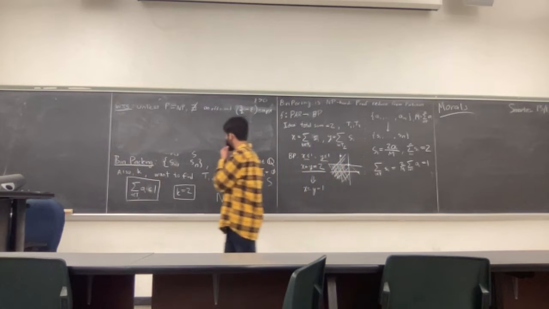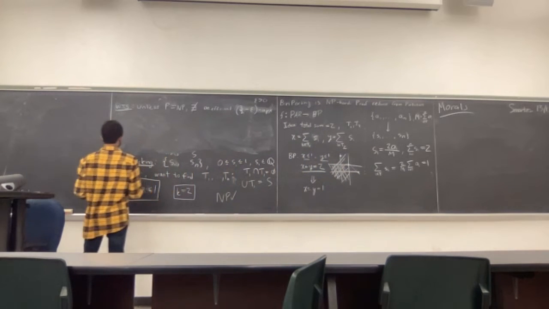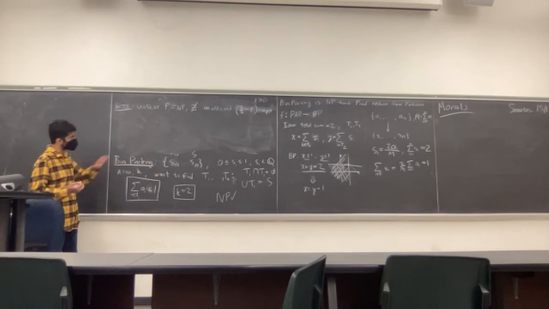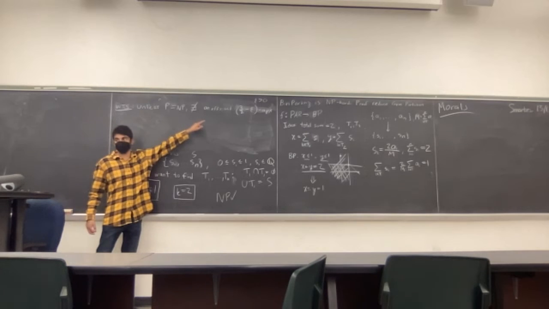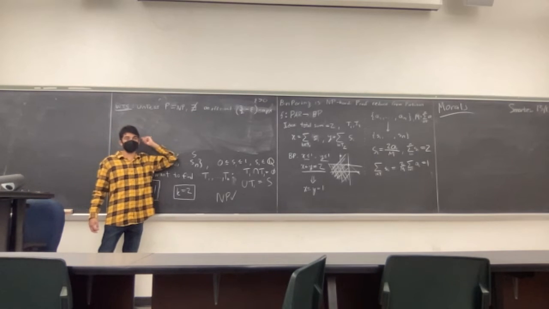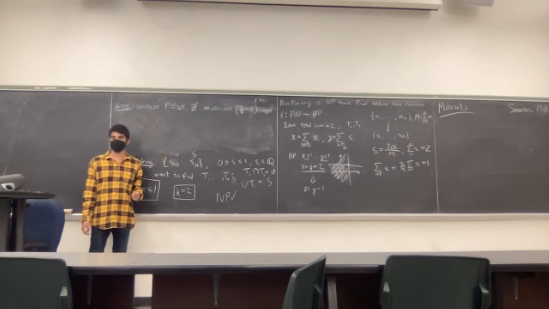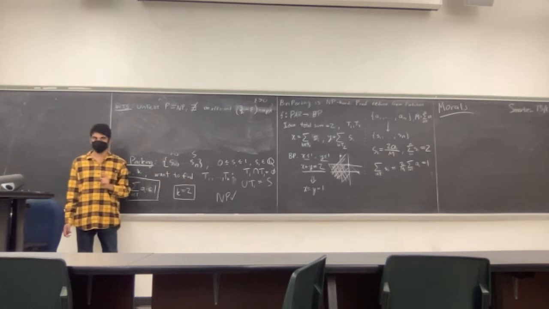Okay. How will we show this? Well, we'll show the following. What we're going to show is that if there exists an efficient algorithm, then P is equal to NP. How can we show that P is equal to NP? What is one thing we can do to show that P is equal to NP?